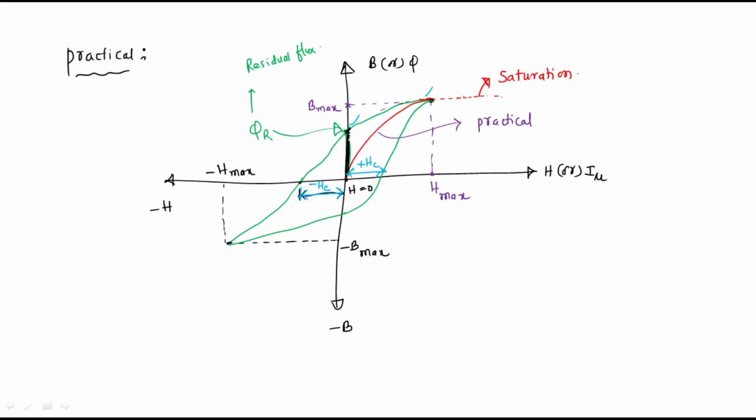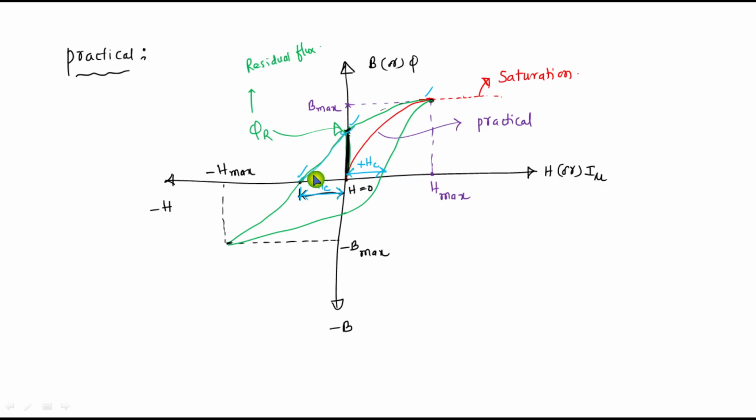Because of that slower rate we are having some flux, but in order to get zero flux, the core gets demagnetized further. For that purpose we have to provide some force. That force is nothing but coercive force. To get the demagnetized core from this point to this point, we have some coercive force.